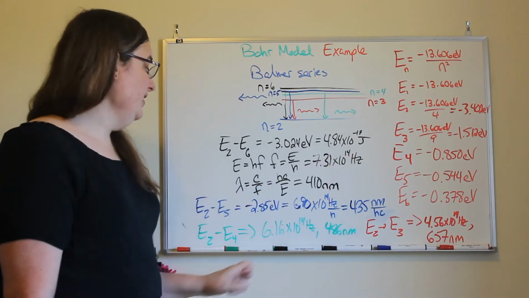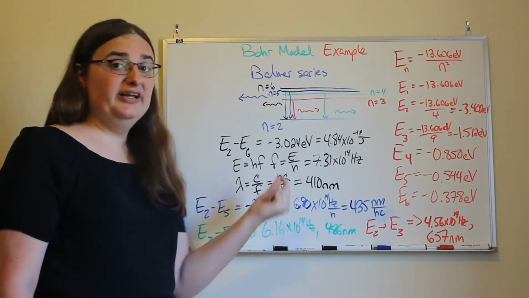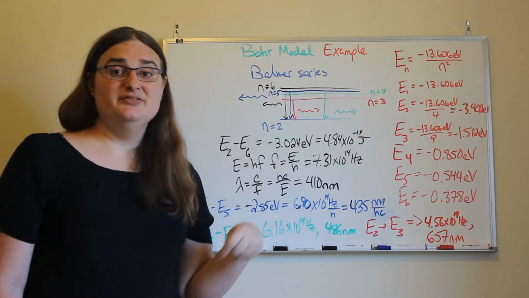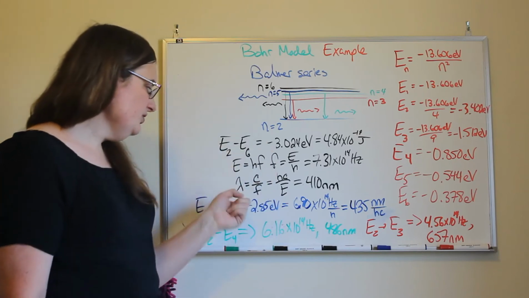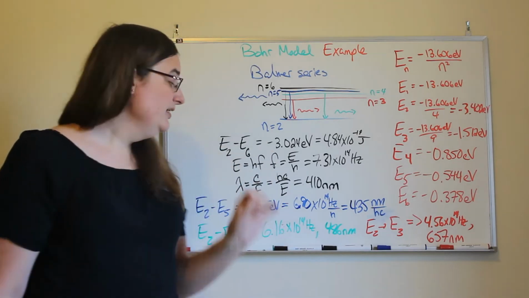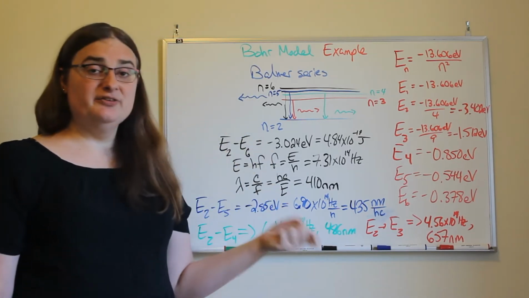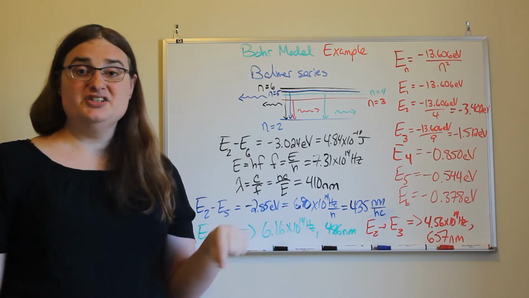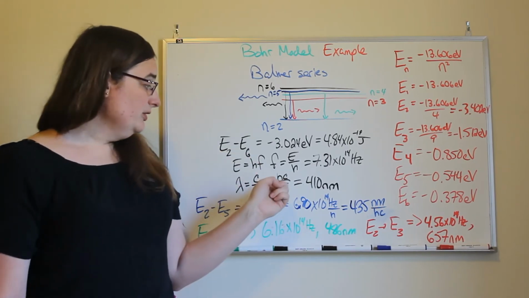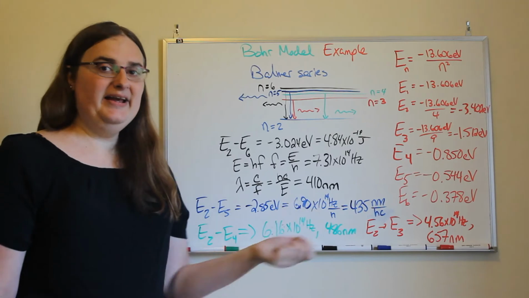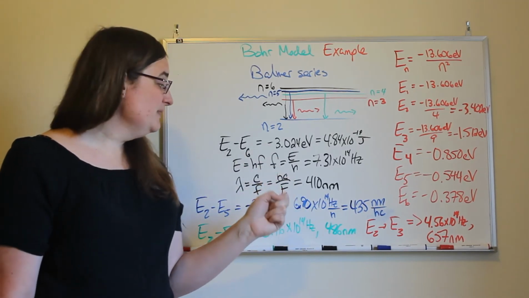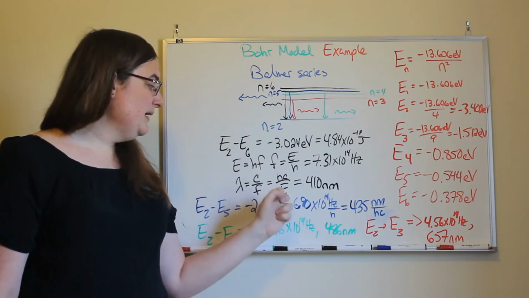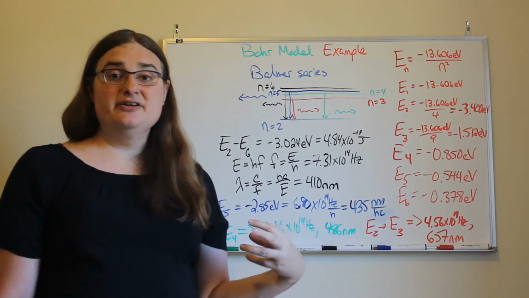Now, since we're talking about light, the wavelength of light times the frequency of light equals the speed of light, which is a known constant. So I could approach this by saying my wavelength would be the speed of light divided by that frequency I just calculated, or if I wanted to start with my energy, the wavelength would be Planck's constant times the speed of light divided by the energy.